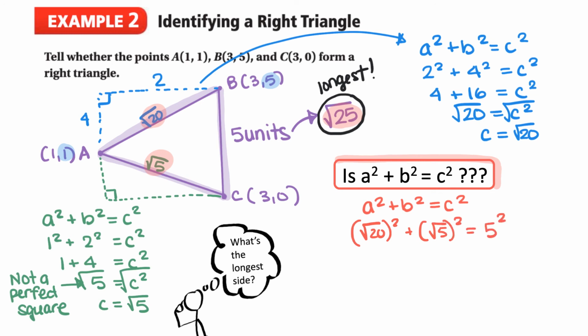The reason we kept it as the square root for our answers here and here is that if I square the square root of 20, it undoes it, so I'm left with just 20. And the same thing for here: the square root of 5, when I square it, gives me 5. And 5 squared is 25. Then 20 plus 5 is 25, and I get 25 is equal to 25. Both sides of the equation are equal, and therefore, this does make a right-angled triangle.